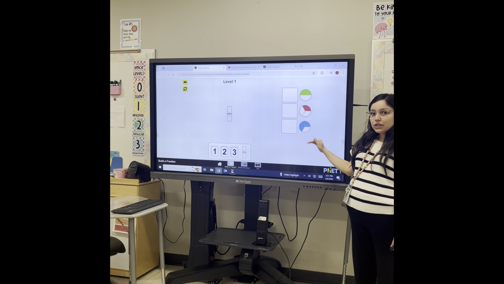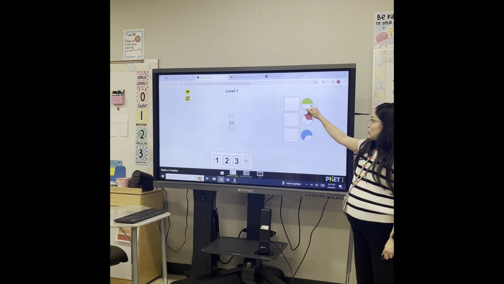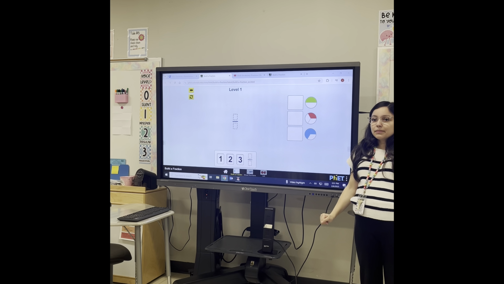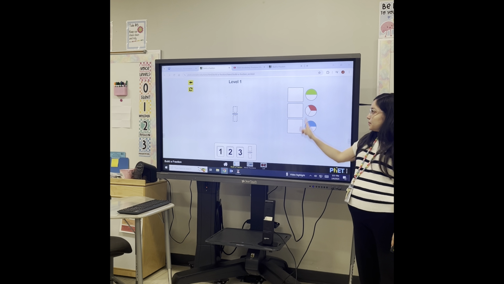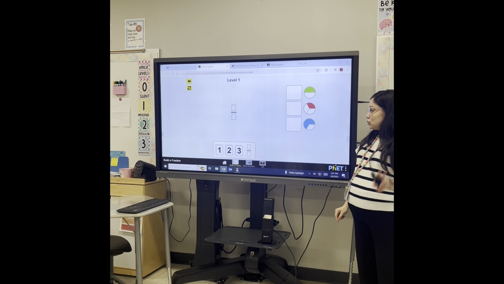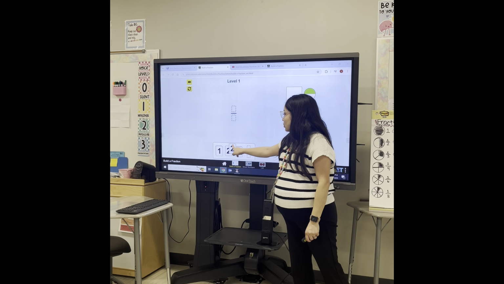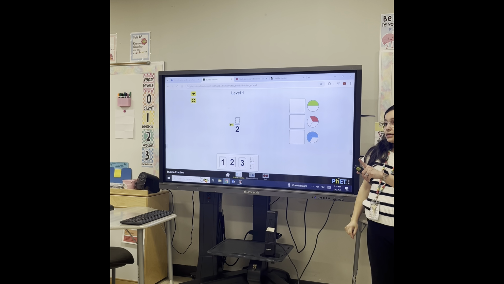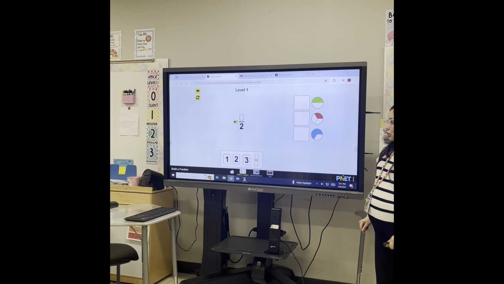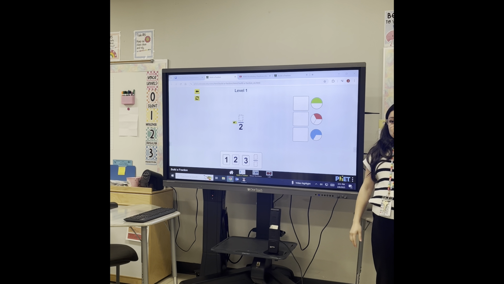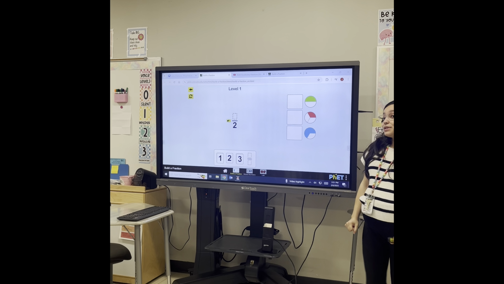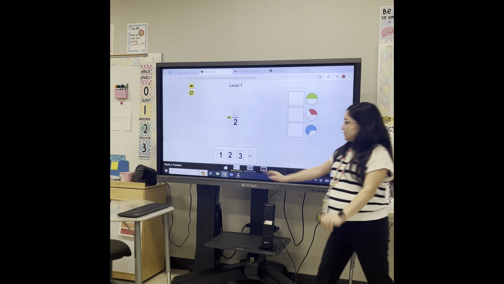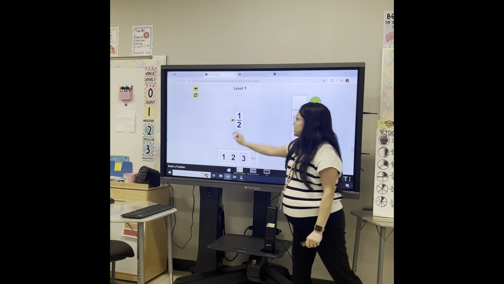Do we see the 3 fractions here? This first one. How many total pieces do we have? We have 2 total pieces. So I'm going to drag a 2 and put it as my denominator. Good job. How many pieces are colored? 1 piece. Okay. So I'll put it on top.